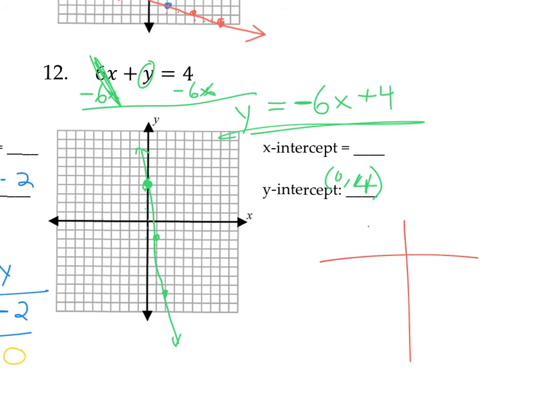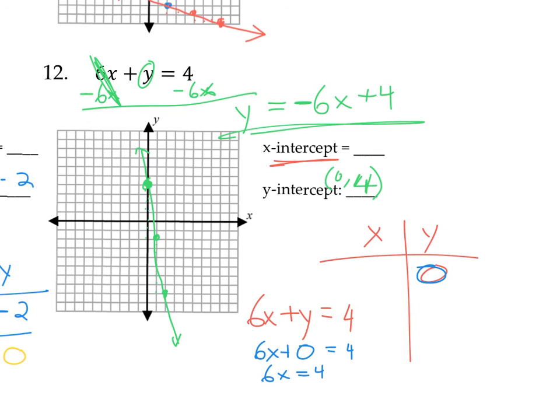But when we think about finding an x-intercept, finding your x-intercept means you plug in 0 for y. That means 6x is equal to 4. Divide both sides by 6. So your x-intercept is 2/3. So 2/3 comma 0 is actually where that's crossing right there.